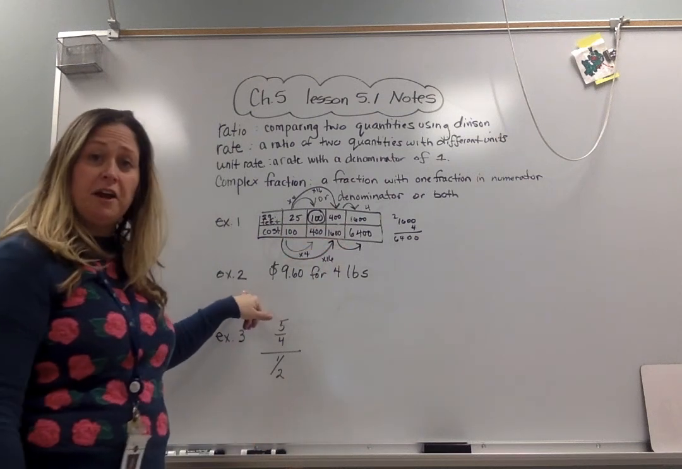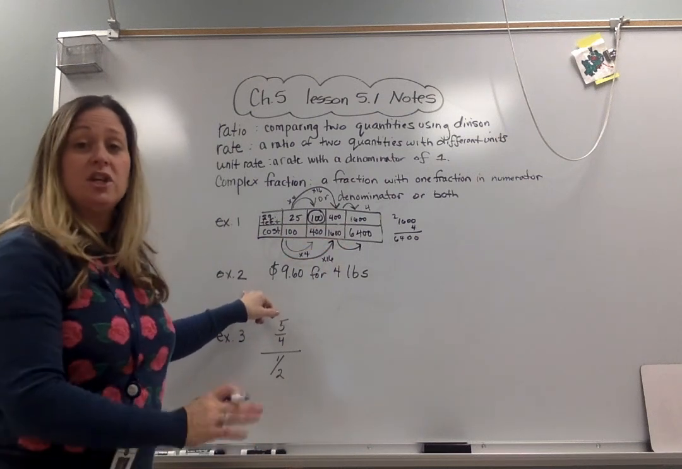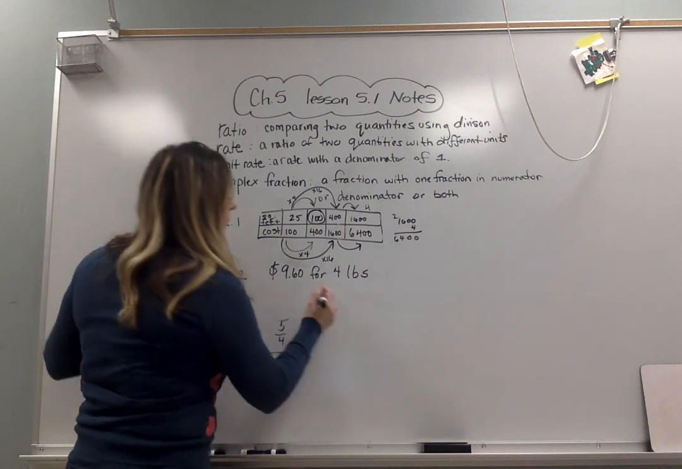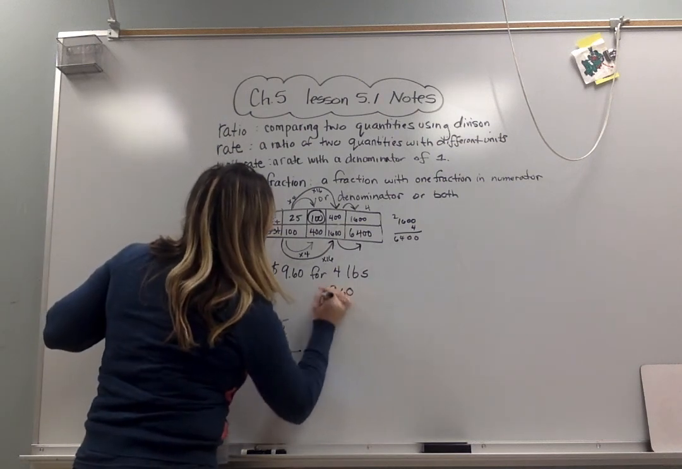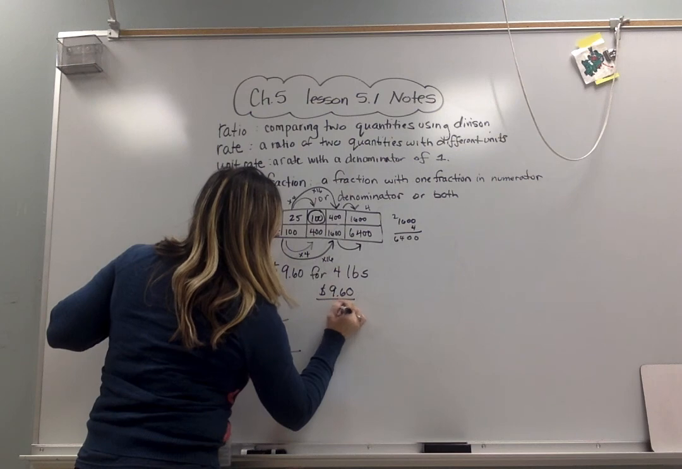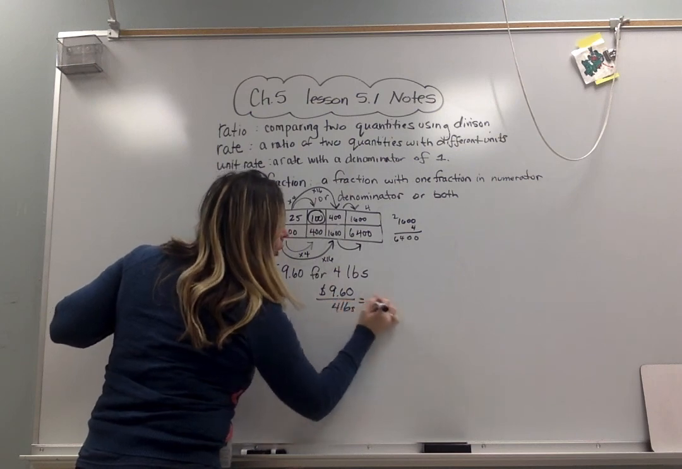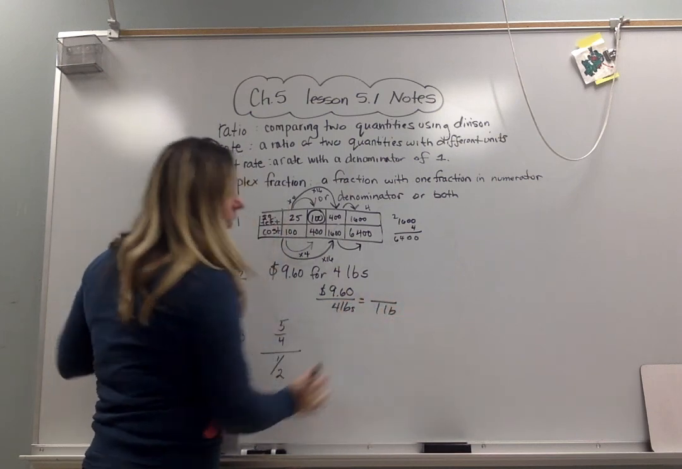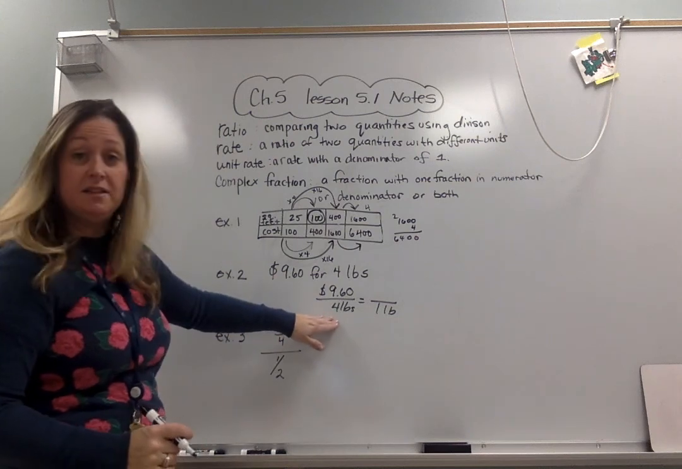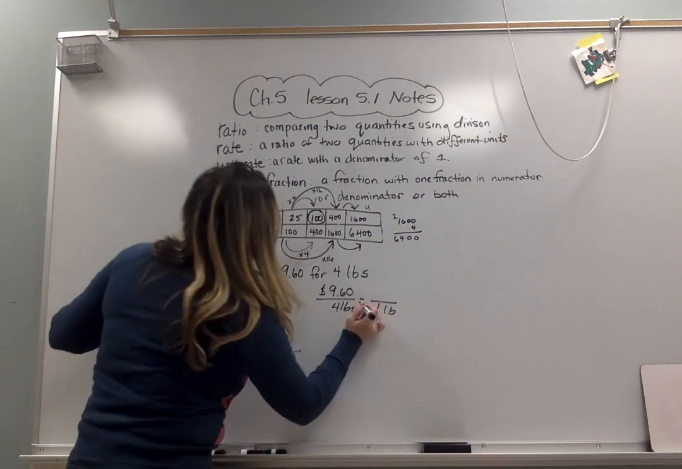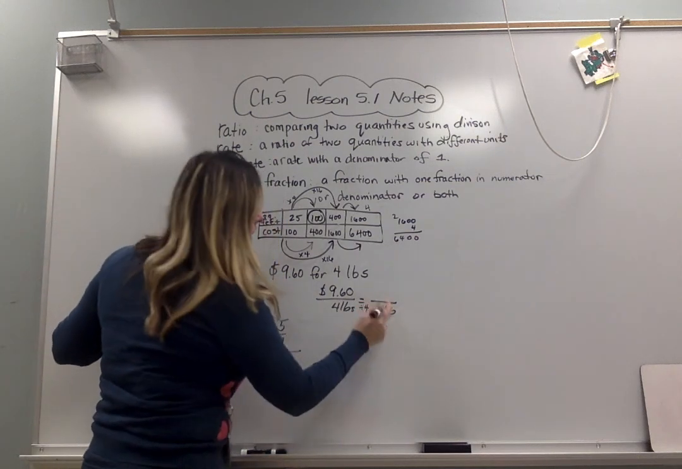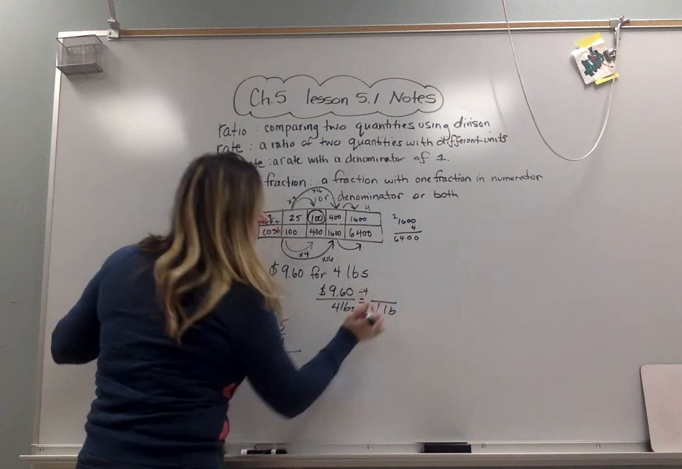In example 2, you're finding a unit rate. You're going to have to use long division because a calculator is not allowed. So really what I'm doing is I have $9.60 for 4 pounds. My goal is to figure out how much 1 pound is. So I eliminate the denominator by division. I divide 4 by 4, which is 1, and $9.60 by 4.